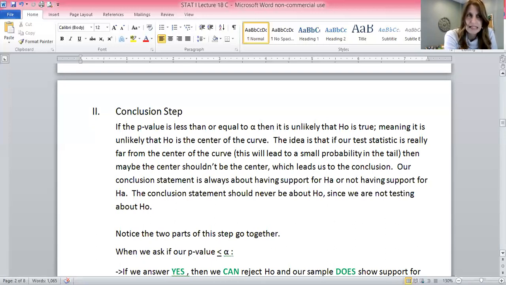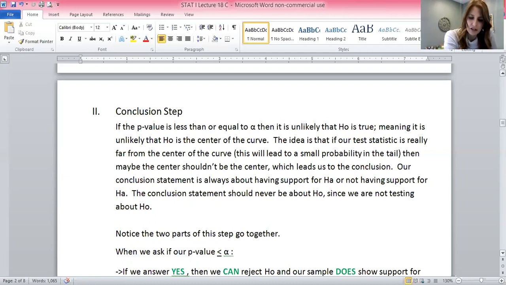Then the idea is that if we have a small probability and it's smaller than our alpha, which usually is 5%, but it could change depending on the problem, then maybe our center really isn't the center after all, right? Because we're using the center to calculate that test statistic. And maybe if our probability is really small, meaning our sample's really far from the center, then maybe the center in that common view really shouldn't be the common view anymore.